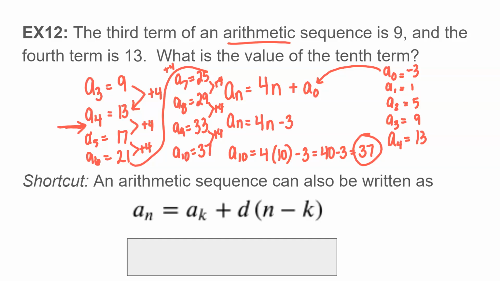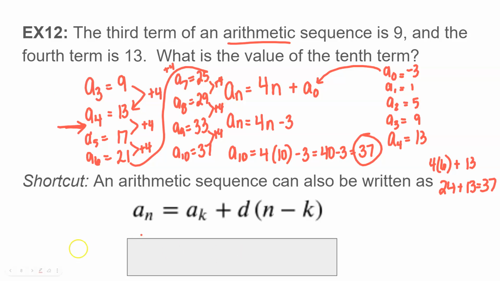I could do 10 minus 4, right? Because I had to jump ahead 6 times. I was at 4. I needed to get to 10. So I could have said, well, I'm adding 4. I'm going to have to do it 6 times. I could have done 4 times 6, and I could add it to the 13 that I had, and that'd be 24 plus 13, which would also be 37, right? So there's lots of different ways that you can do these problems.